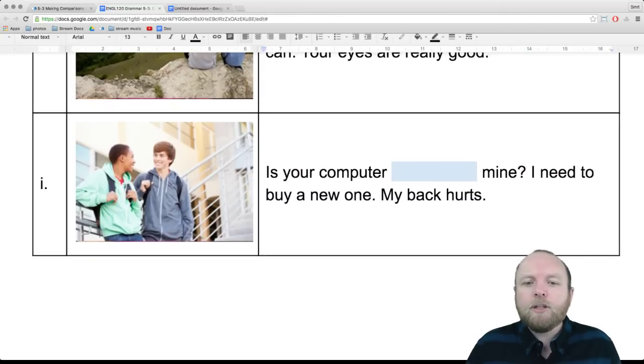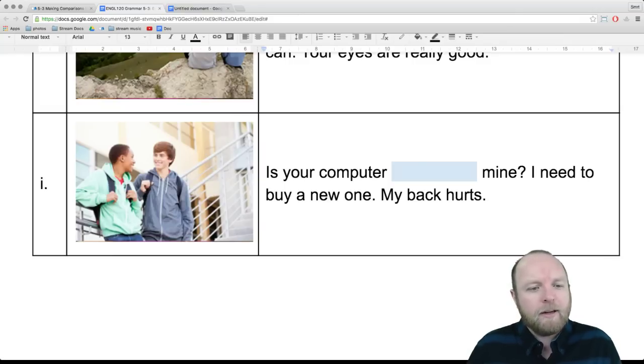Is your computer something mine? I need to buy a new one because my back hurts. My back hurts. Why does my back hurt? Why? Did you guys read the whole sentence? I don't really see any good answers. As bad as. Is your computer as bad as mine? Well, but why does my back hurt?